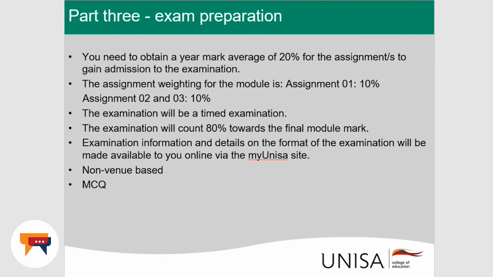Then the last part, which is part 3, is about the examination. So for the examination, like I indicated, you need to ensure that you complete all the 3 assignments in this module. So you need to obtain an average of 20% for assignments to gain admission. The assignment weighting for this module: assignment 1 is 10%, then assignments 2 and 3 are also 10% each.